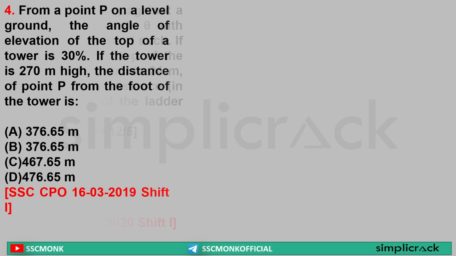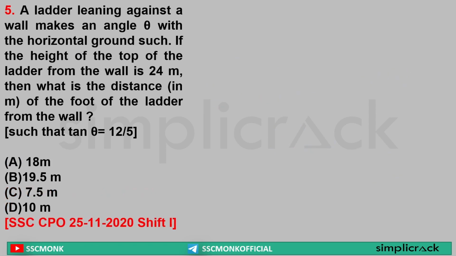Clear? Next. A ladder leaning against a wall makes an angle theta with the horizontal ground. If the height of the top of the ladder from the wall is 24 meter, then what is the distance of the foot of the ladder from the wall?